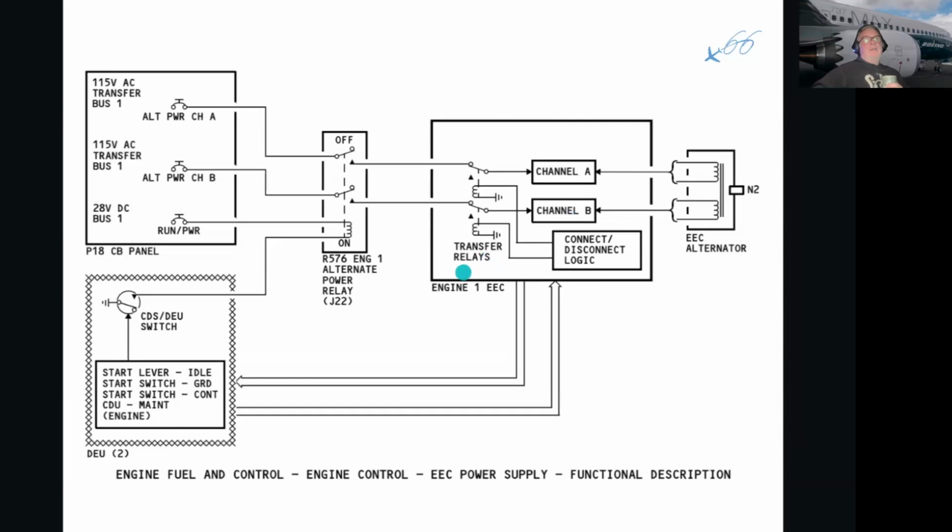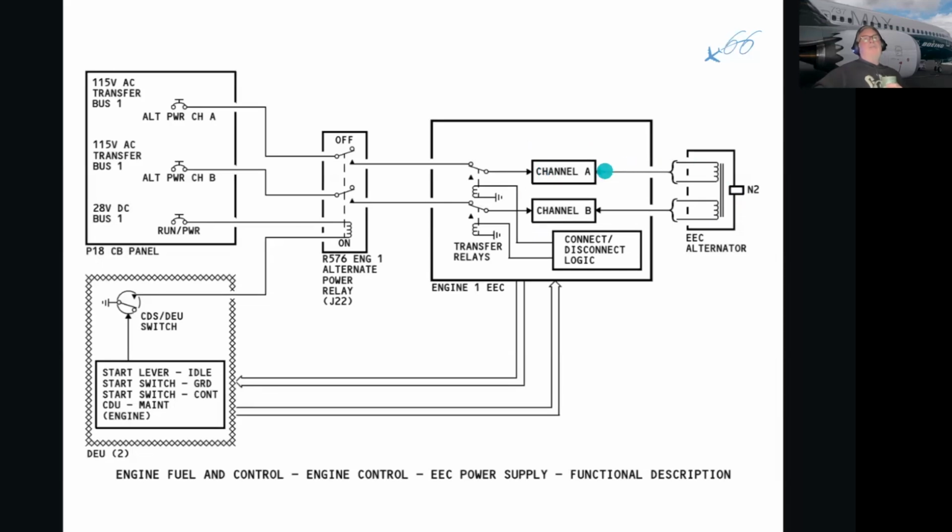So you can see the EEC, and this is the power bit here, channel A and channel B. So we'll go with the easy bit. If the engine is running, this EEC alternator, that's connected to the forward face of the transfer gearbox, is rotating. And as this is a rotating sort of transformer coil, we get 115 volt AC power to channel A and channel B of the EEC all the time. So as long as the engine is running, the EEC is working.